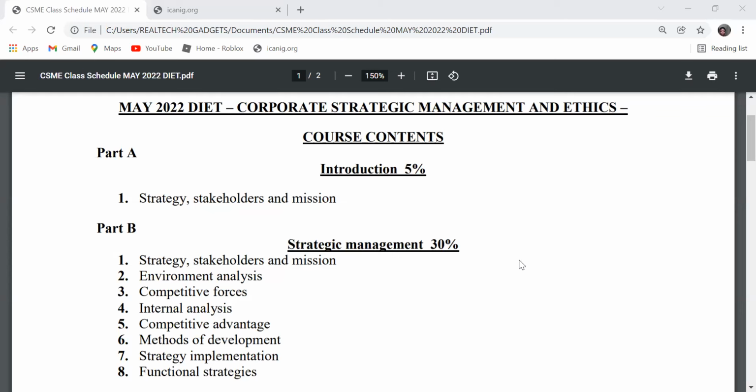Then we'll also be looking at competitive forces. We'll also be looking at internal analysis, where we are looking at the organization itself. Business environment can be divided into two: we have what we call the internal environment, and we also have what we call the external environment. Chapter 2 is about the external environment. We focus on external most of the time.